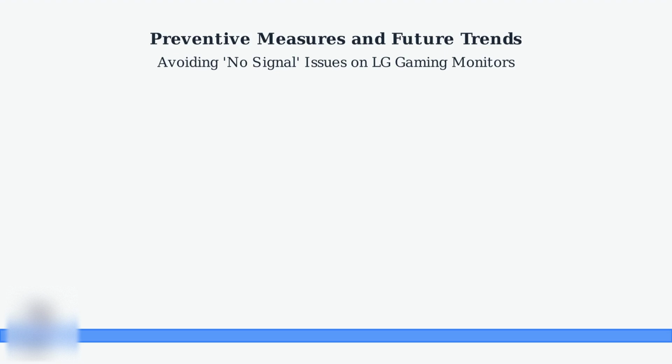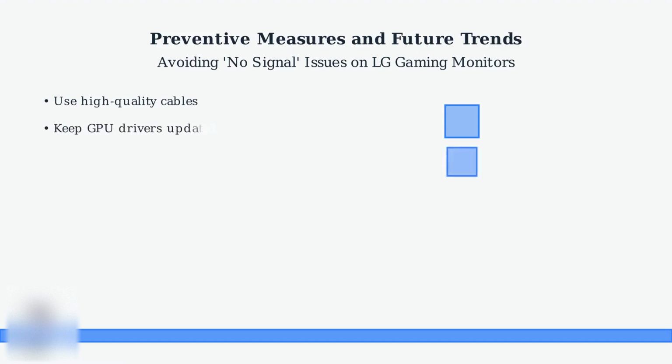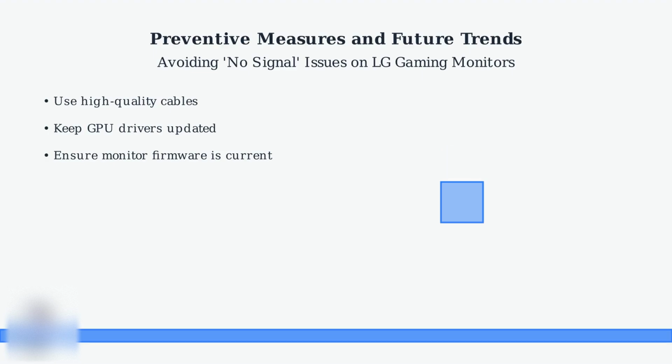To prevent future no-signal issues on your LG gaming monitor, focus on these key preventive measures. First, always use high-quality cables that support the required bandwidth, such as HDMI 2.1 for 4K at high refresh rates. Keep your GPU drivers updated through applications like NVIDIA GeForce Experience or AMD Adrenalin software to ensure compatibility. Ensure your monitor firmware is current by using tools like Dell Display Firmware Updater for regular updates. Perform regular maintenance and ensure careful setup of all connections to prevent issues.